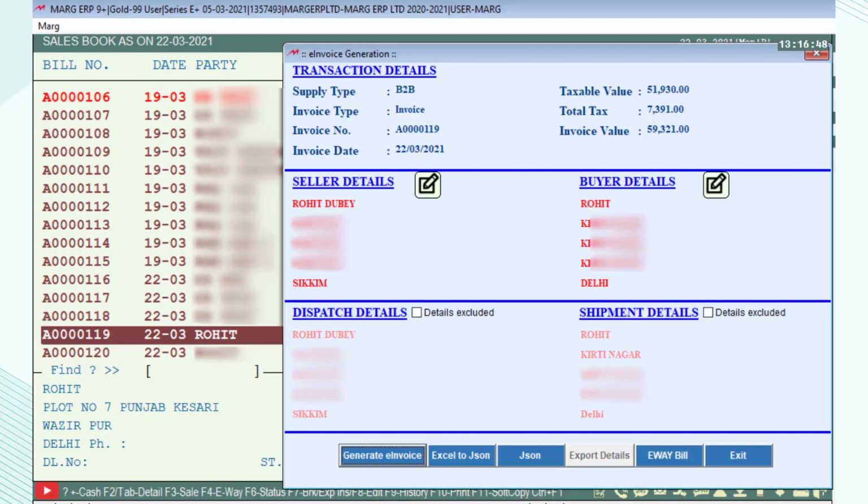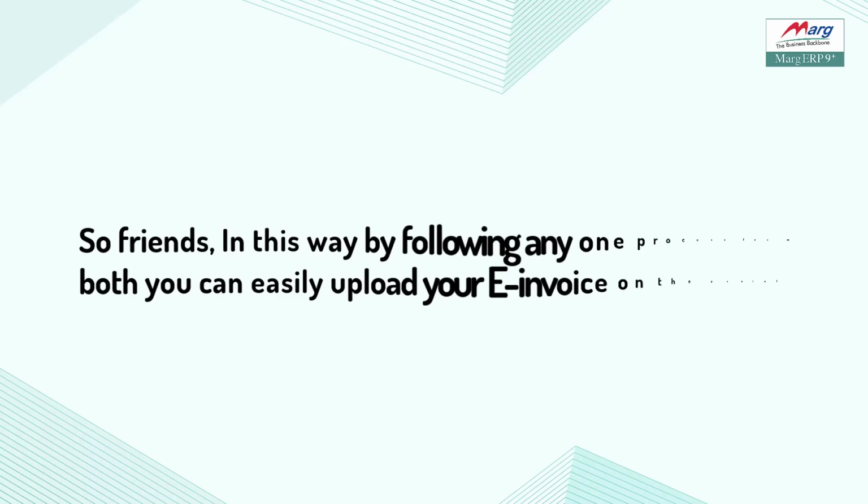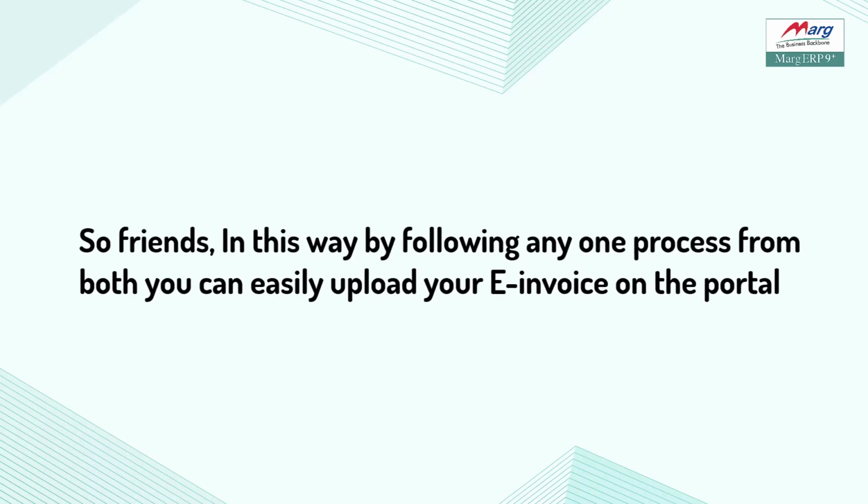So this window of e-invoice generation will open. You can modify and save the details of seller, buyer, dispatch and shipment, so that the software will not ask you these details from the next time. So after modifying and saving the details, we will click on generate e-invoice from here and will upload your invoice. So friends, in this way by following any one process from both, you can easily upload your e-invoice on the portal.